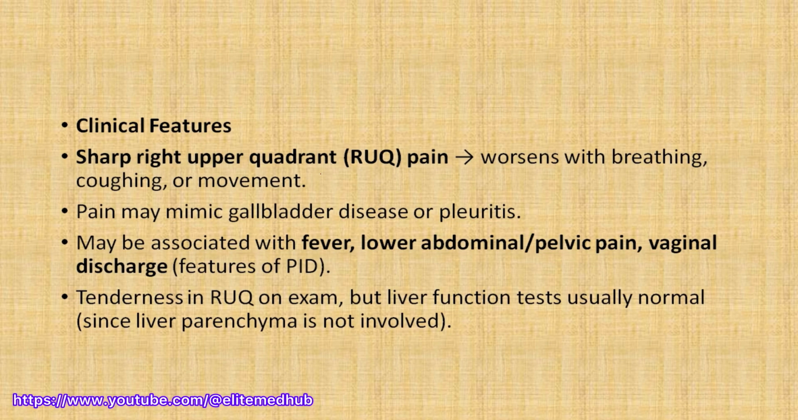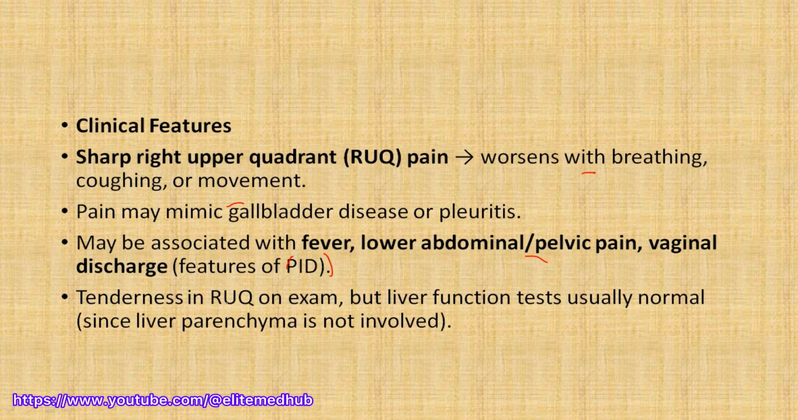Sharp right upper quadrant pain worsens with breathing, coughing, or movement. Pain may mimic gallbladder disease or pleuritis. May be associated with fever, lower abdominal or pelvic pain, vaginal discharge. These are features of pelvic inflammatory disease. That's an indication that it is usually common in pelvic inflammatory disease.